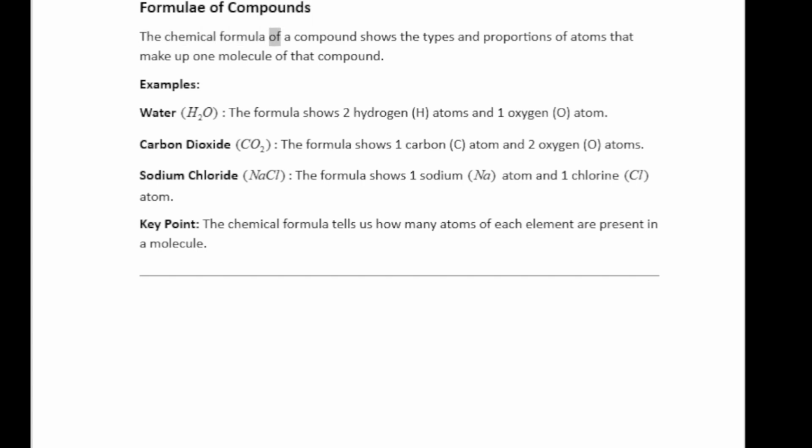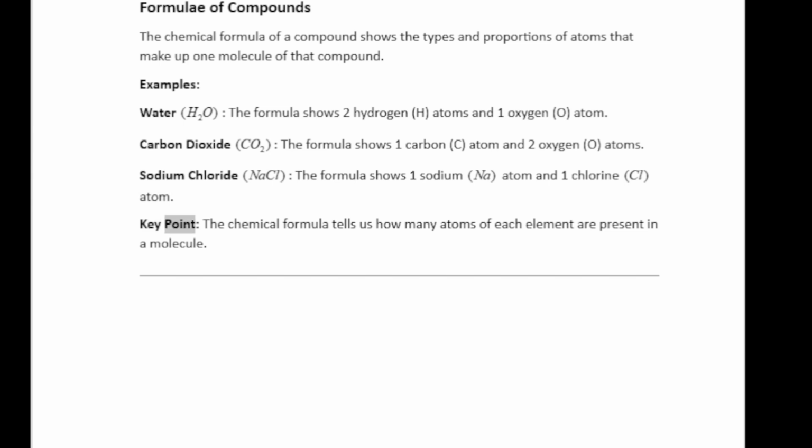The chemical formula of a compound shows the types and proportions of atoms that make up one molecule of that compound. Examples. Water, the formula shows 2 hydrogen, H, atoms and 1 oxygen, O, atom. Carbon dioxide, the formula shows 1 carbon, C, atom and 2 oxygen, O, atoms. Sodium chloride, the formula shows 1 sodium atom and 1 chlorine atom.